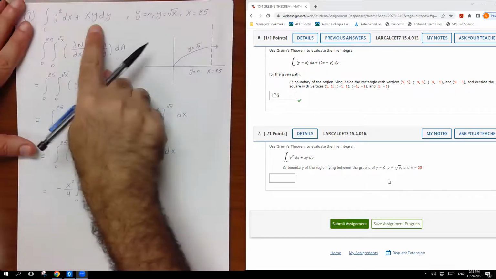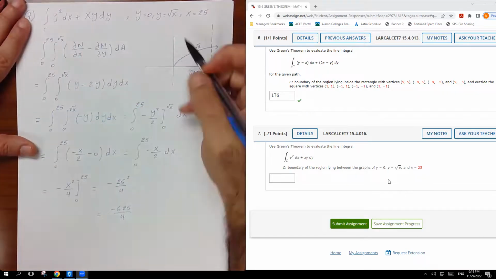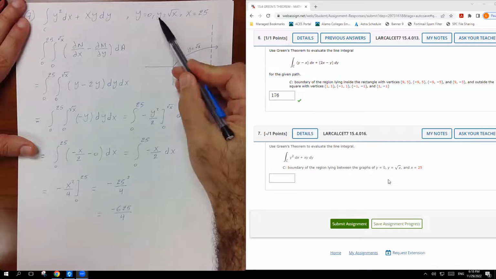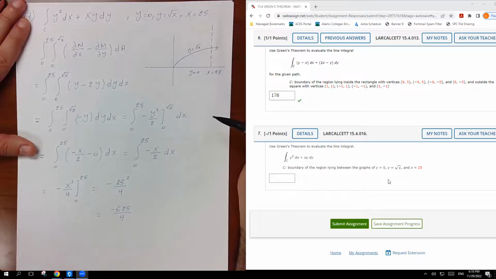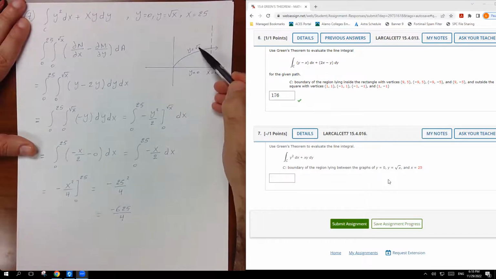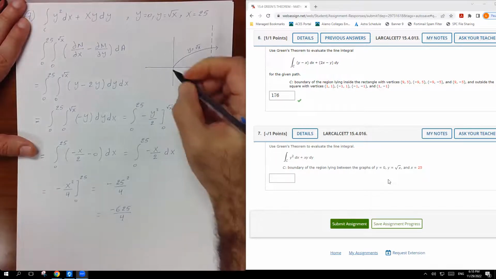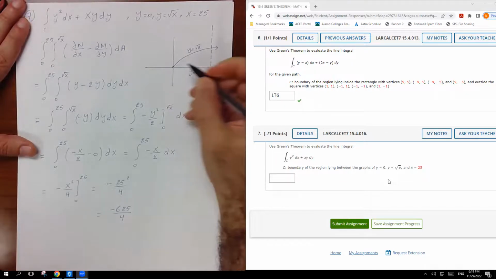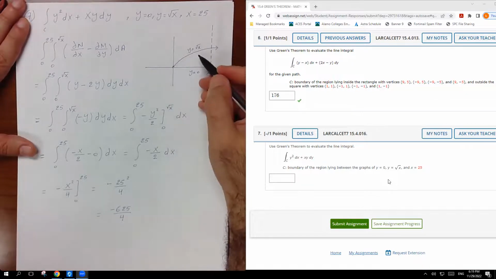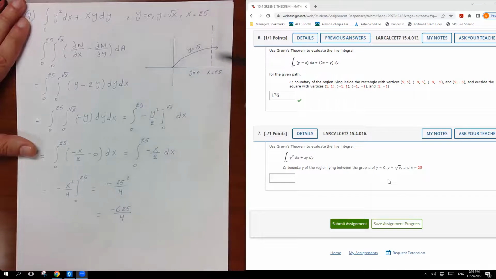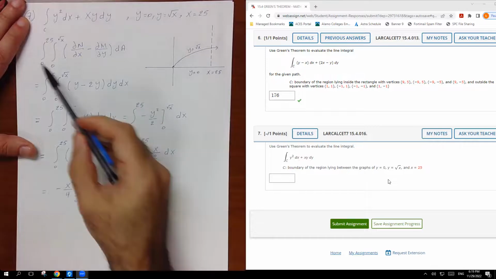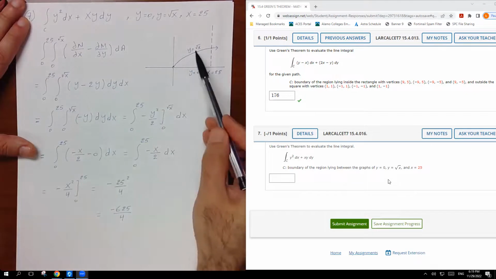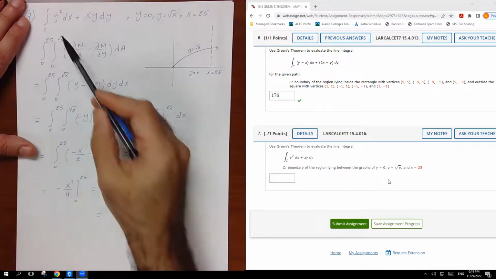So here is the integral, and here is the region. y equals 0, y equals square root of x is going to be this curve, and you're going to graph it: when x equals 0, y is 0; x equals 4, y is 2; and here x is 25. So that means the integral is going to be from 0 to 25, and from y equals 0 to y equals square root of x.